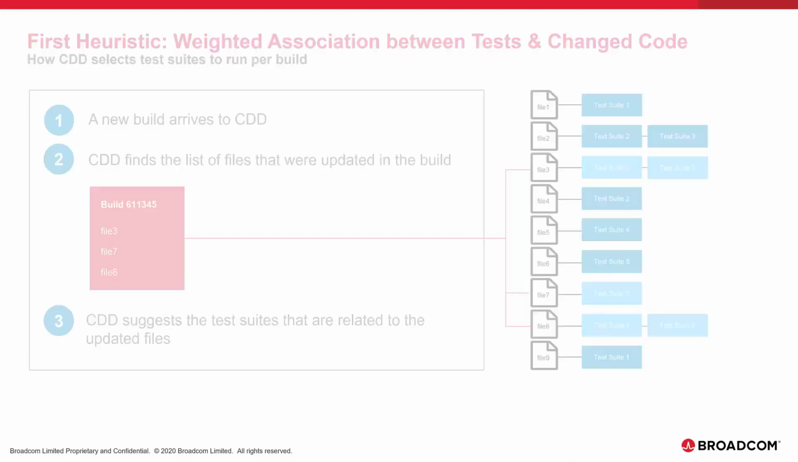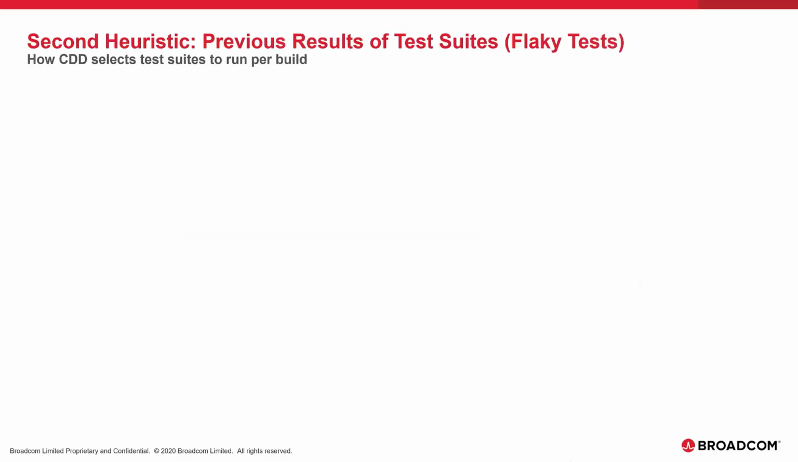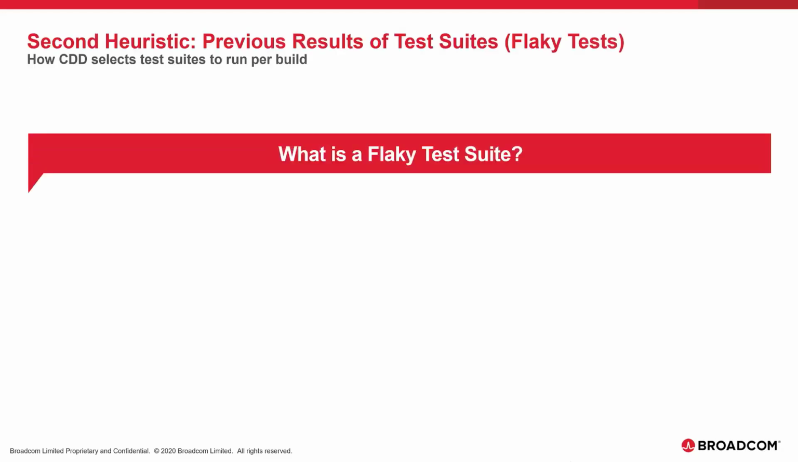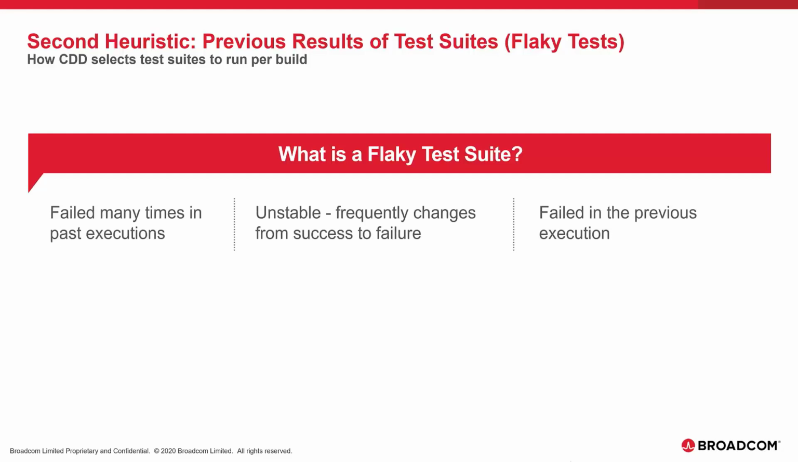The second heuristic relates to what we call flaky tests. So what is a flaky test? A flaky test is one that failed several times in past executions or that is unstable, meaning that sometimes it passes and sometimes it fails, but it's inconsistent.